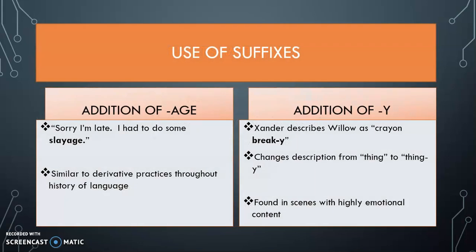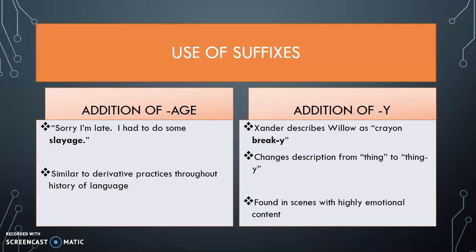Next, we look at the addition of suffixes, particularly the addition of age and the addition of y. Within the age addition, this practice is much like the derivative practices that we have seen throughout the history of language changes. For example, we have some dialogue, "Sorry I'm late, I had to do some unscheduled slayage."